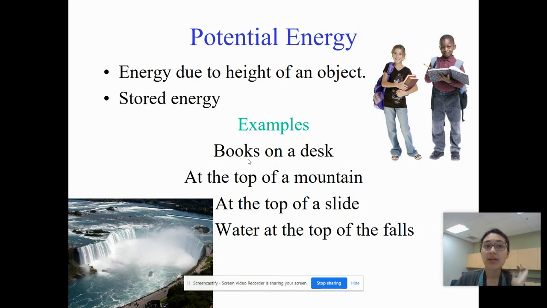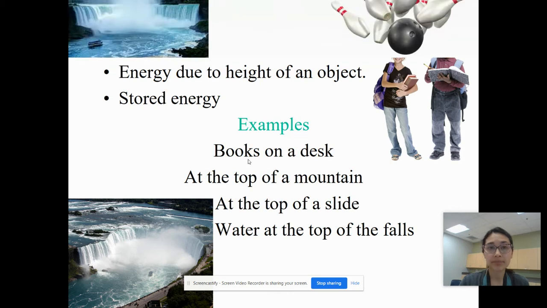So potential energy is energy due to the height of the object, or stored energy. So this object is not necessarily moving, but it has the potential to move. It has the potential to turn into another type of energy. And the higher that object is, the more energy it's going to have. So, like books on top of a desk, or something on top of a mountain, something on top of a slide, or water at the top of a waterfall would have potential energy, as then once it falls, it would have kinetic energy.